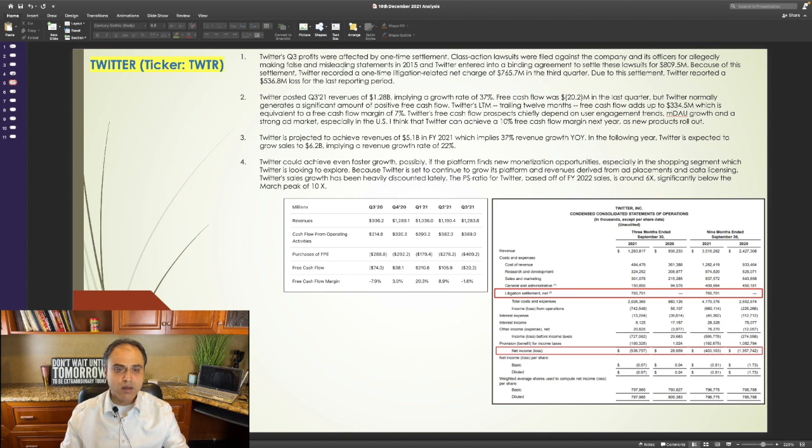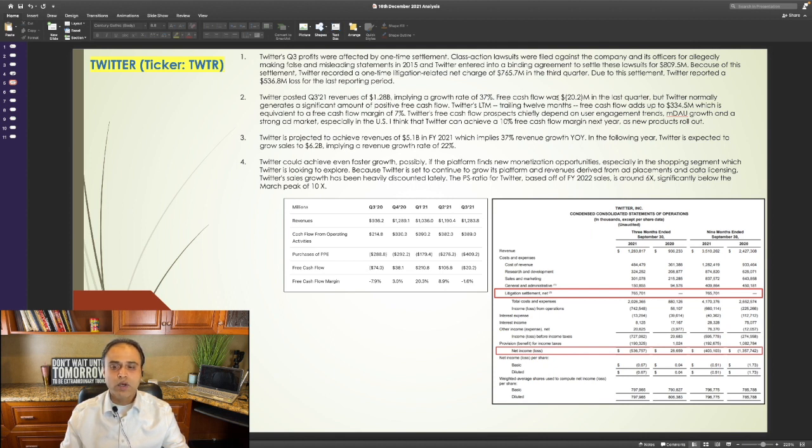Because of this settlement, Twitter recorded a one-time litigation-related net charge of $765.7 million in the third quarter. Due to this settlement, Twitter reported a $536.8 million loss for the last reporting period. Twitter posted Q3 2021 revenues of $1.28 billion, implying a growth rate of 37%.